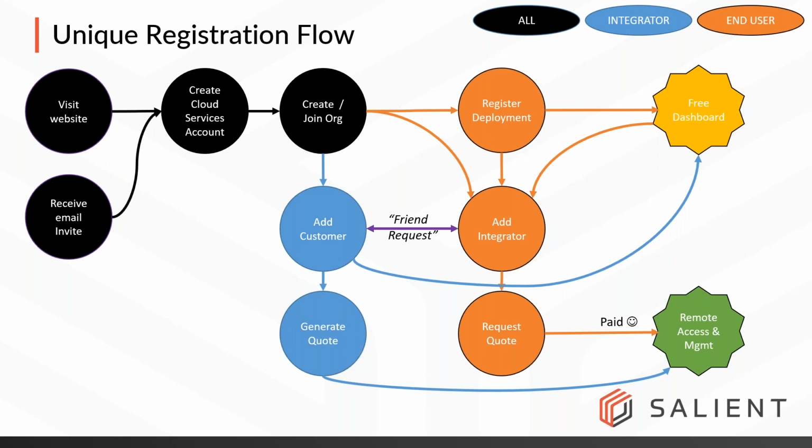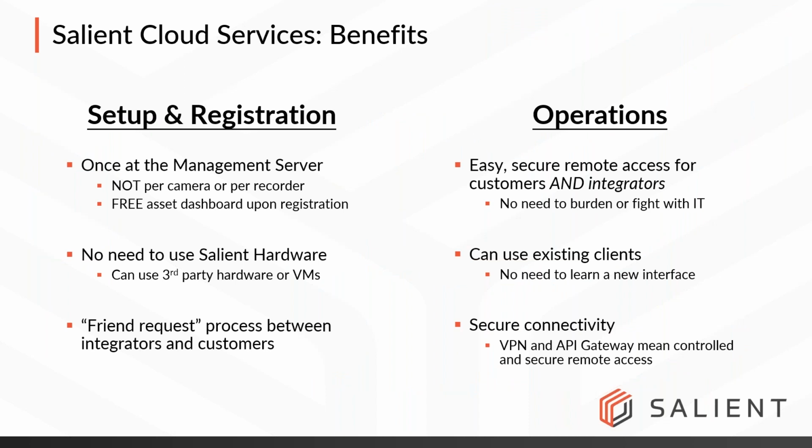Some of the unique benefits of Salient Cloud Services is the fact that right now the registration happens just once at the management server. You don't have to worry about anything on a per recorder or per camera basis. You get a free asset dashboard upon registration. And again, as an end user customer, this is a step you'll take. But once you invite your integrator with that friend request, they'll also get access to this free asset dashboard. And it's super helpful, getting the product IDs of every recorder, understanding the licenses being used through this free dashboard.